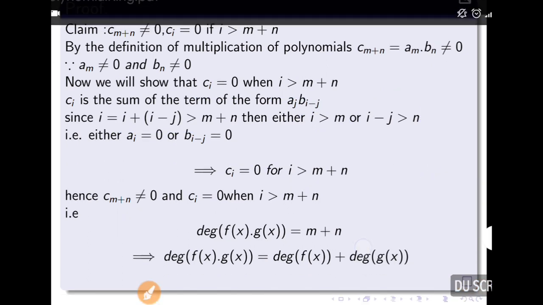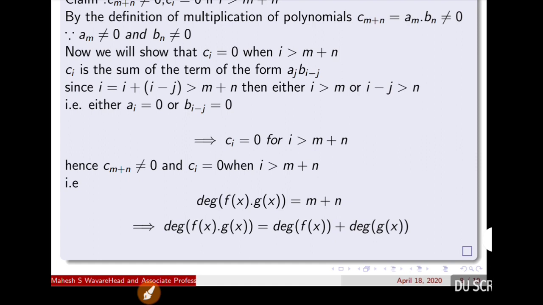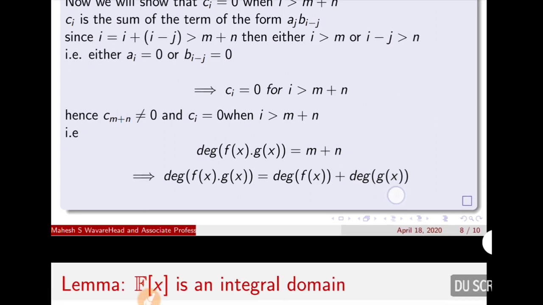Means in the product a_j b_{i-j}, one of the terms has to be 0 when i is greater than m plus n. That means clearly c_i is 0. And a_m in the field is non-zero, b_n in the field is non-zero, and since a field is an integral domain, a_m b_n has to be non-zero. So in this way c_{m+n} is non-zero and the later terms become 0. That means the degree of f(x) g(x) is m plus n, and thus we have verified that the degree of f(x) g(x) is the degree of f(x) plus the degree of g(x).